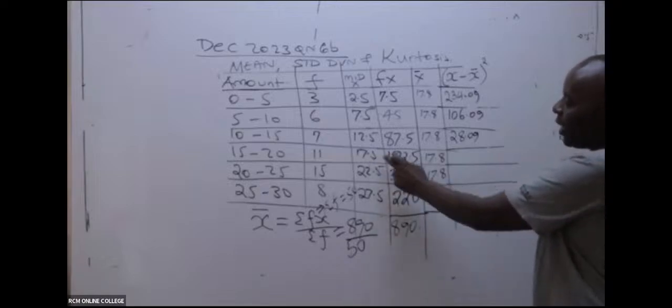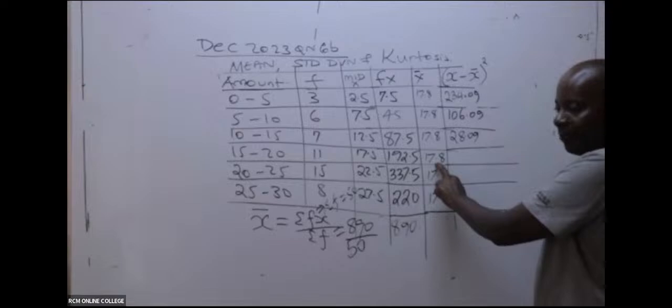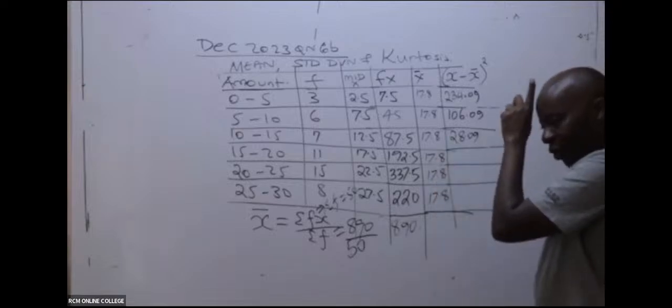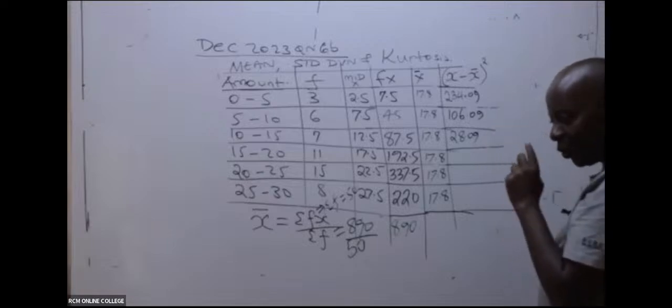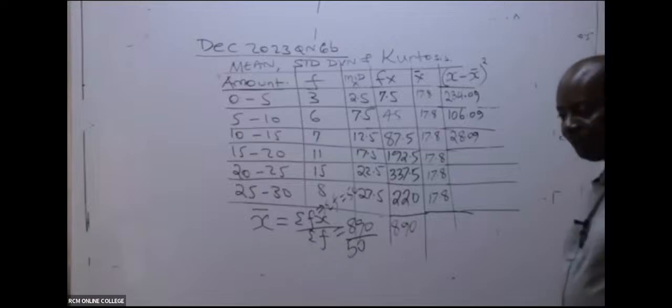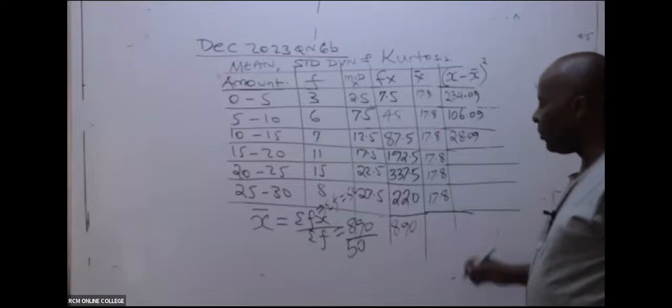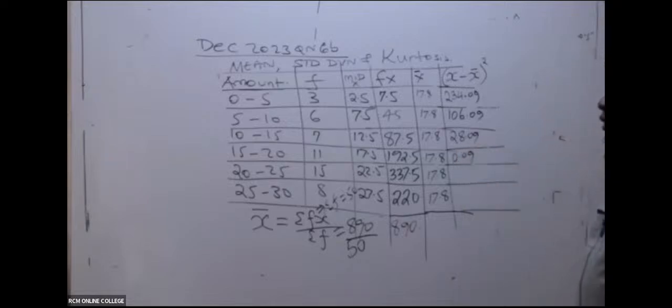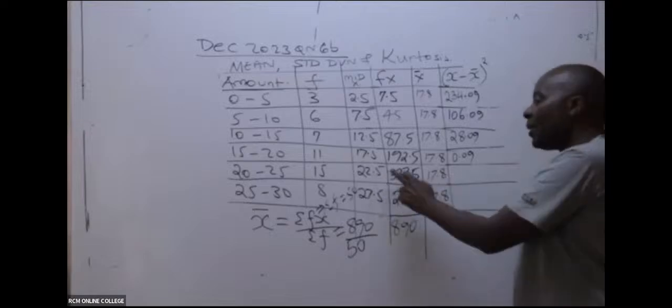It is 17.5 minus 17.8 equals whatever we get squared. There is a squared function in my calculator. Yeah, Sharon, she's giving me 0.09. We go to the next one, which is x minus x bar.